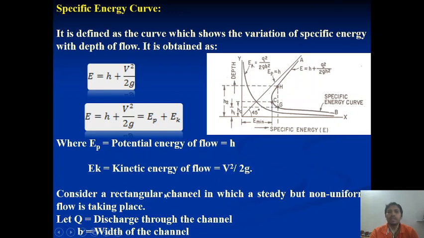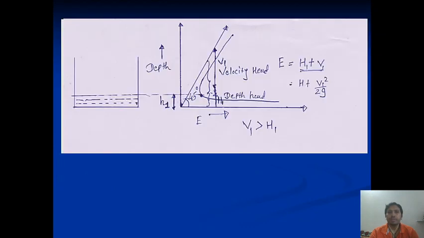Now consider a rectangular channel in which the flow is non-uniform, the discharge through the rectangular channel is Q and the width of the channel is D. I have derived some examples here of how the specific energy curve is plotted. There are three different possibilities for the creation of any point on the specific energy curve. In one, the depth is low; in this rectangular channel the depth will be H1, and this depth lies below the midpoint of the specific energy curve.